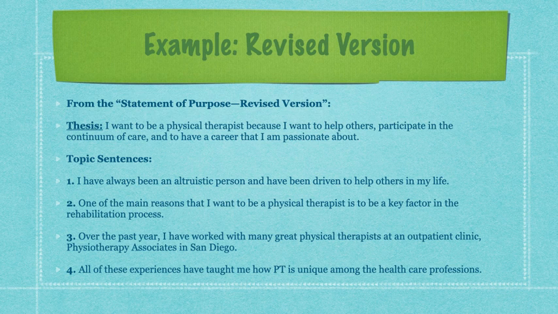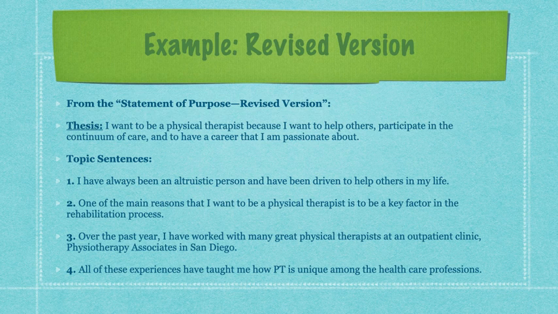So we have that because I want to help others, participate in continuum of care, and have a career that I am passionate about. So we have 3 different reasons here. So as readers look towards the body paragraphs and the topic sentences, they're going to look and identify where she explains those reasons and illustrates those reasons more specifically. Looking at that first topic sentence example, we have, "I have always been an altruistic person and have been driven to help others in my life."